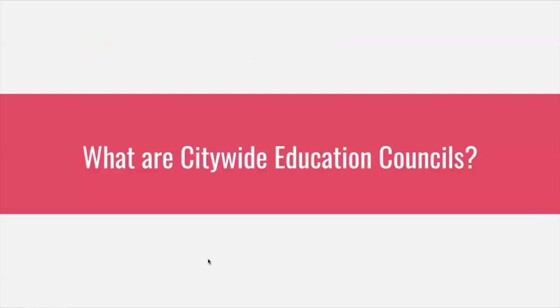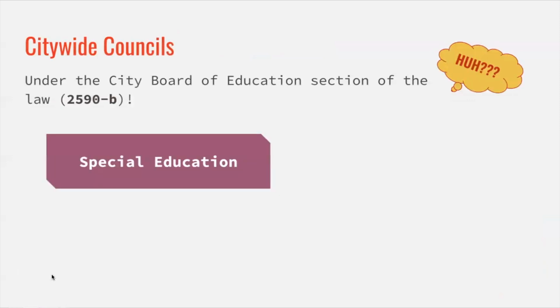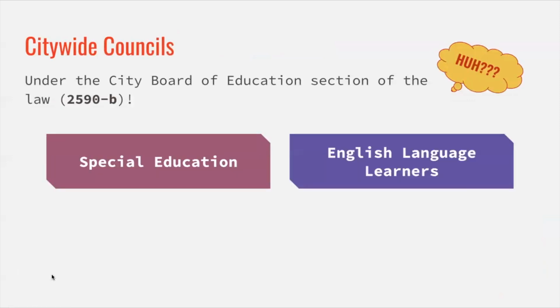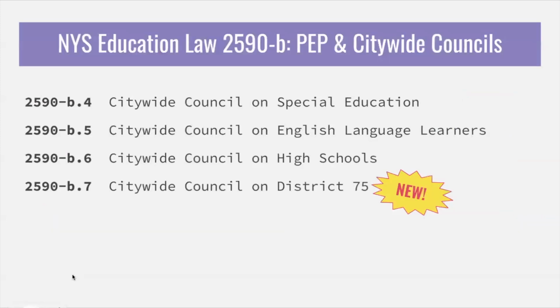So what about the citywide education councils? Again, the citywide councils are put under the City Board of Education section of the law, which is 2590B. I'm not quite sure why they got put under there, but that's where they are. So there are 4 citywide councils, one for special education, one for English language learners, one for high schools, and one for District 75. And these have their own little paragraphs under the 2590B.